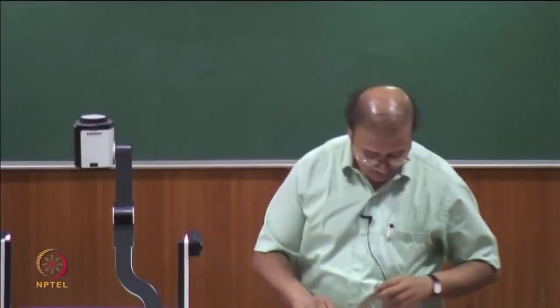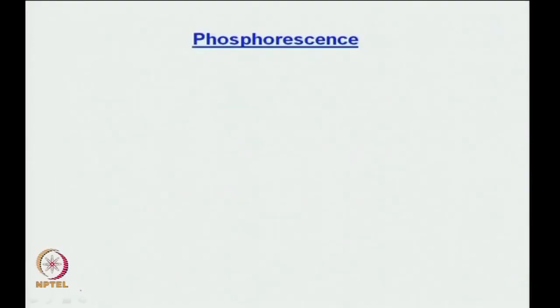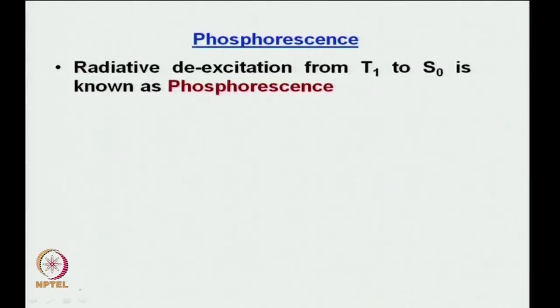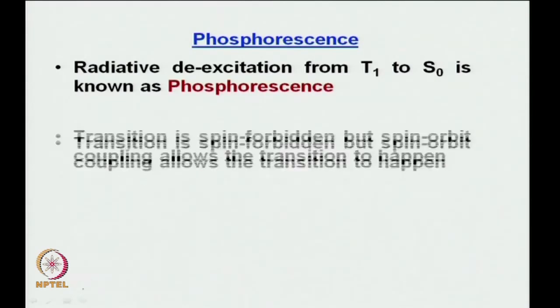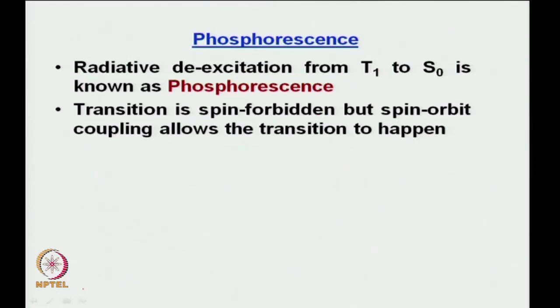Okay. So now let's go back to the slide. We have talked about fluorescence a bit. Let's talk about the other radiative process, which is phosphorescence, right? So we're talking about phosphorescence now. It's a radiative de-excitation from T1 to S0, right? The transition is spin forbidden, but spin orbit coupling again allows the transition to happen, right?